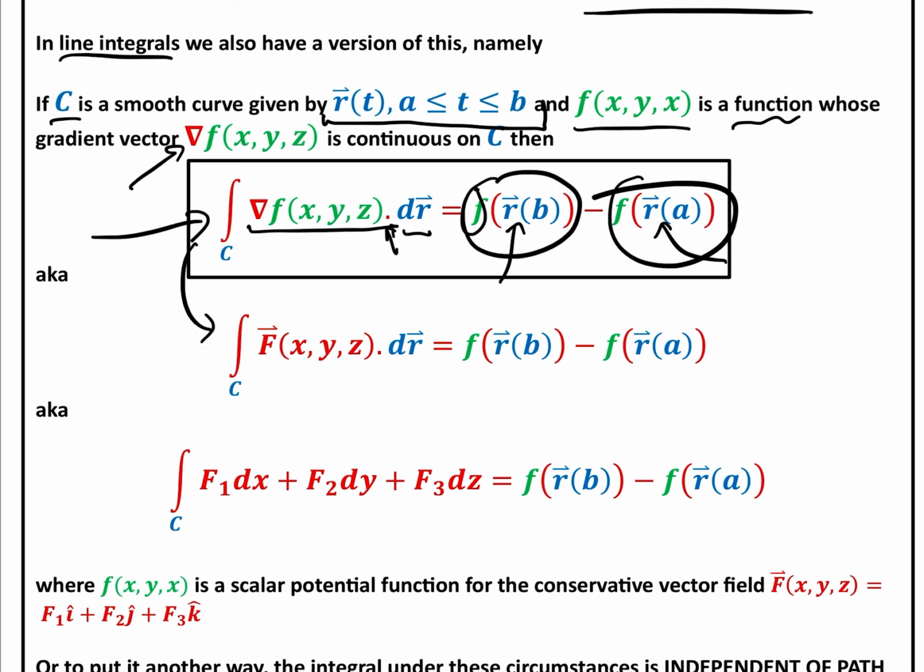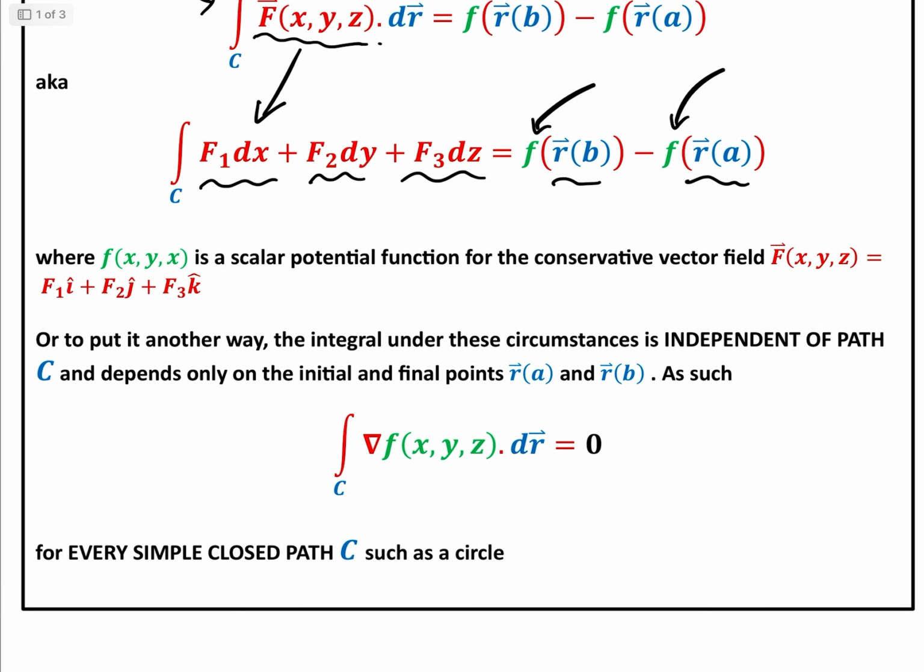Now another way of writing this, and we've already done this in previous videos, is that the gradient of f(x,y,z) is the conservative vector field F(x,y,z). And another way of writing this is that F can be written as F1 dx plus F2 dy plus F3 dz. All of these, if the vector field is conservative, evaluate to the scalar potential function at r(b) minus r(a). To put it another way, the integral is independent of path, i.e. it's only dependent on the initial and final point.